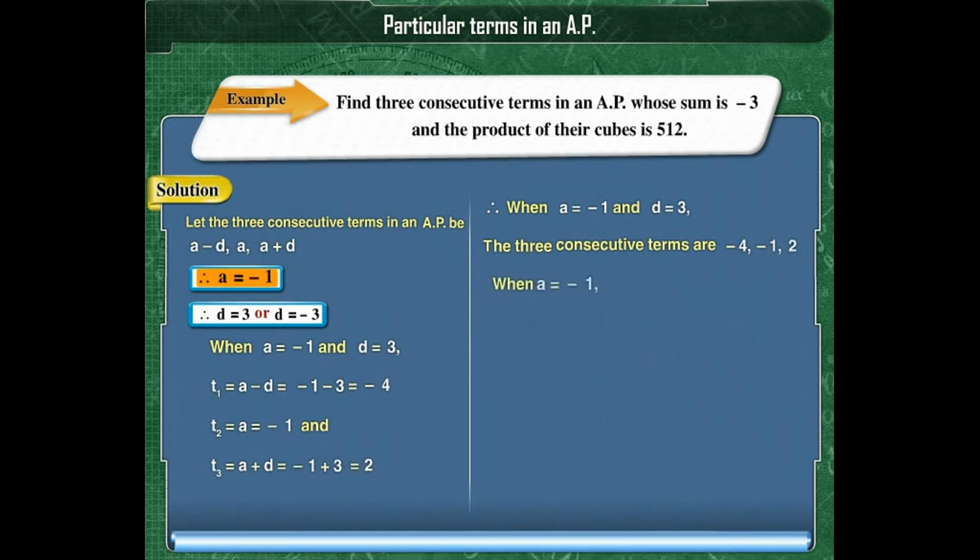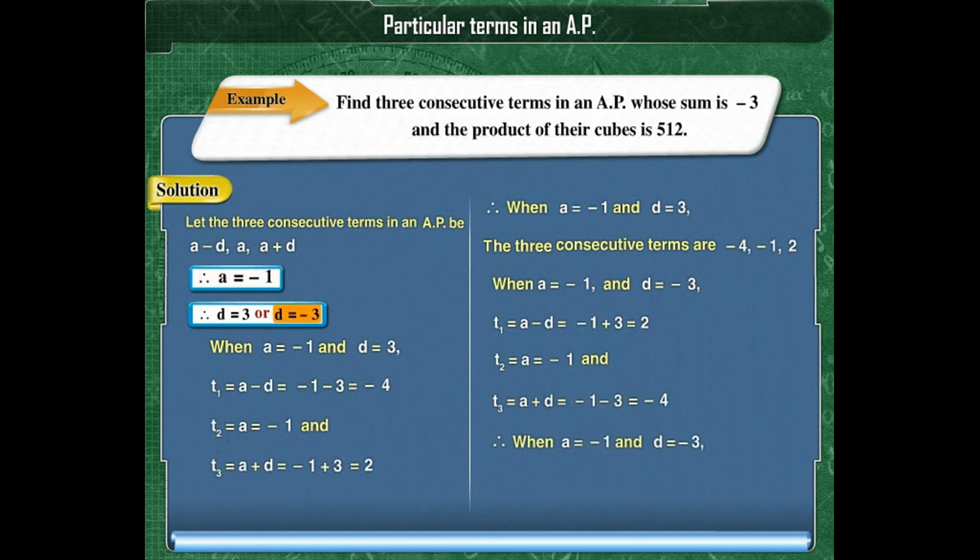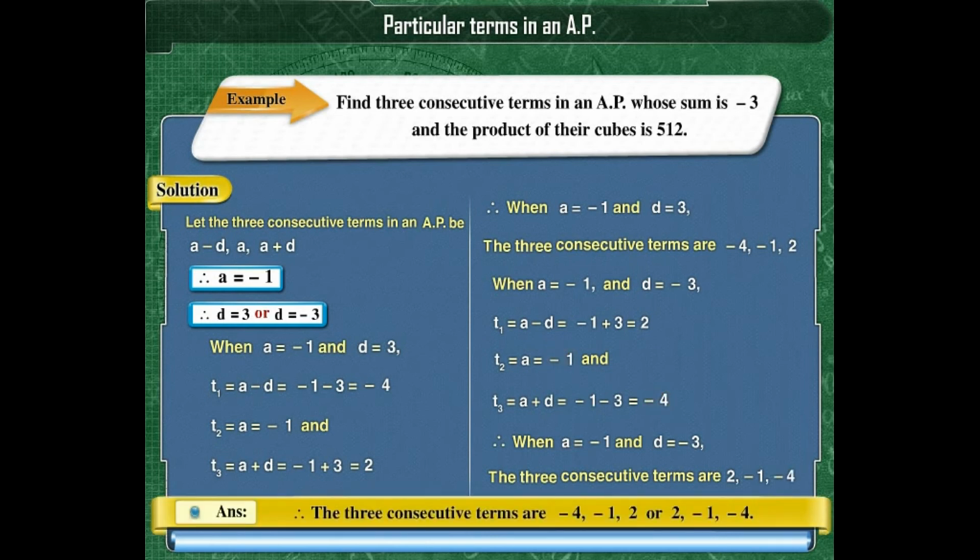When A is minus 1 and D is minus 3, we get T1 is A minus D is 2, T2 is A is minus 1 and T3 is A plus D is minus 4. Therefore, when A is minus 1 and D is minus 3, the three consecutive terms are 2, minus 1 and minus 4. Therefore, the three consecutive terms are minus 4, minus 1, 2 or 2, minus 1, minus 4.